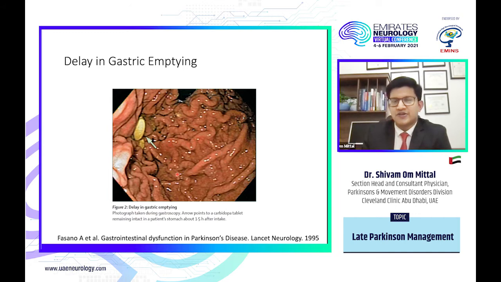And you can see this is a very interesting photograph where it's a gastric mucosa. So this patient was scheduled for a Duopa pump, and the patient took a Sinemet, levodopa carbidopa medication, 2 hours before the procedure, and the patient still had the Sinemet lying undissolved in the gastric, in the pylorus region. And the actual absorption takes place in the small intestine. So it still has a long way to go. And you can see that's where the patient has no response. He already waited for 2 hours. So this delayed gastric emptying plays a major role in causing motor fluctuations in advanced Parkinson's disease patients.